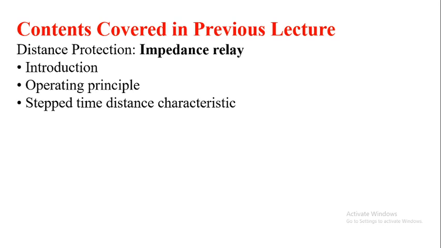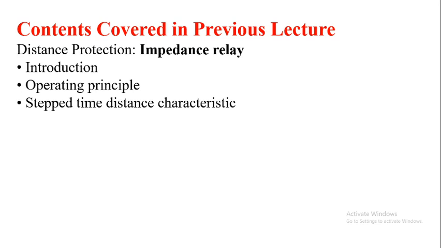In the operating principle, we discussed that two torques are produced. One is an operating torque because of the current, and one more is a restraining torque because of the presence of the actuating quantity voltage. The torque equation was K1 I square minus K2 V square minus K3. K1 I square is because of the current and K2 V square is because of the voltage. The relay operates when K1 I square is greater than K2 V square, that is, the operating torque is greater than the restraining torque.